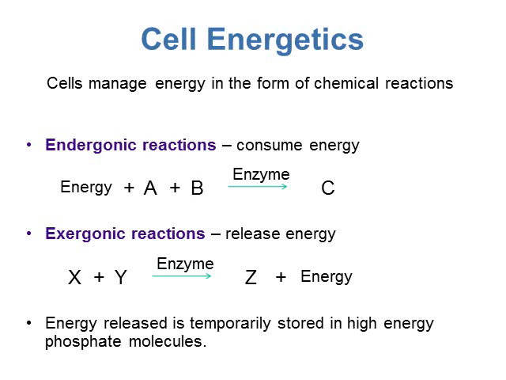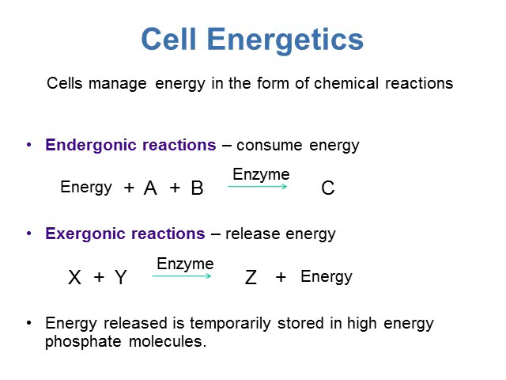So here we have energy, you add molecule A plus molecule B, and you have an enzyme that does that reaction, because every step needs its own enzyme. That enzyme helps to speed up the reaction, it helps to facilitate the reaction, and then you get out product C at the end. So remember, endergonic consumes energy.